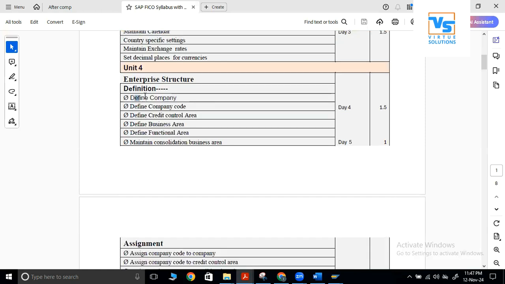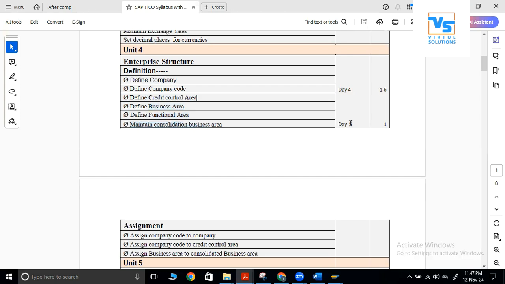Suppose define company. Define company means when a company starts, how it works, how the branches would be there, how the business areas would be there. Or when the business is going on, suppose credit management is there, credit control area is there, the category is there. All this would be done in this. You could see here, credit control area, business area, function area, maintain consolidation business area.